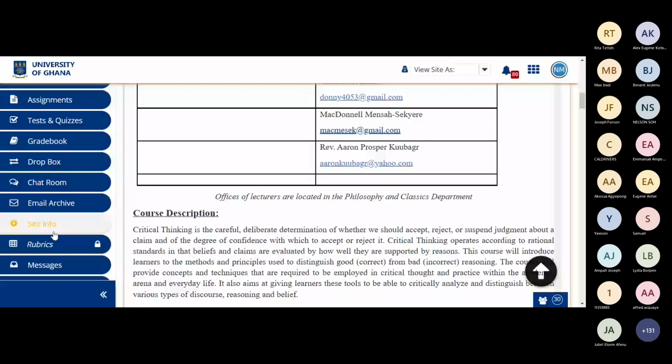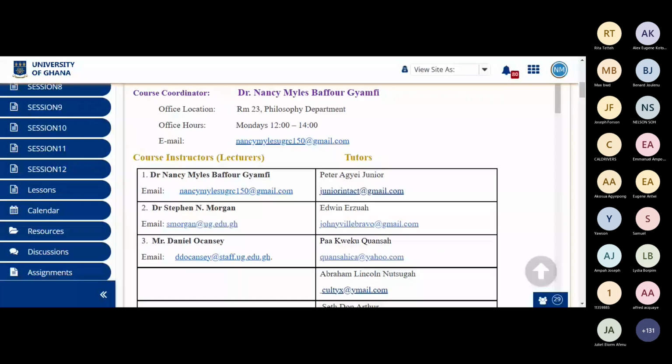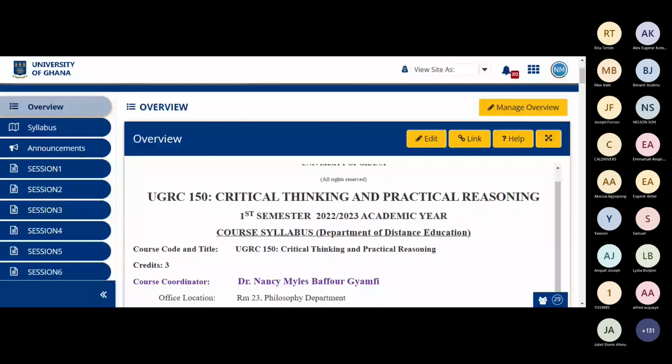There is also the email tool where you are able to send an email directly to a colleague or your lecturer. So let's go to the overview tool, which is highlighted now. It means that is what you see now. If you went there, you see the course outline, and I would want one of you to read. I'll call extemporaneously. So everybody be on standby.